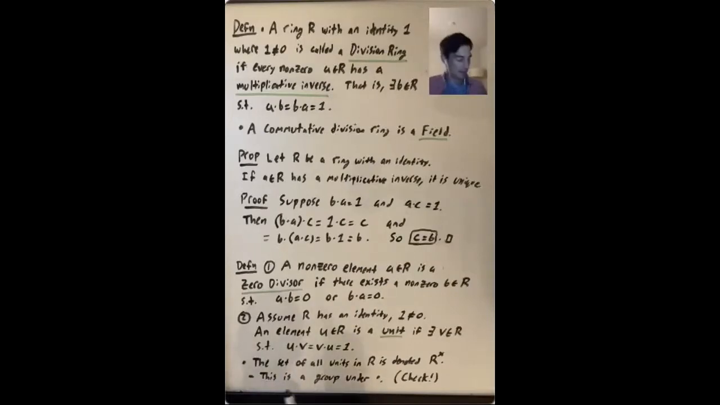OK. Let's assume that R is a ring with an identity, 1 not equal to 0. An element U in R is a unit if there exists an element V in R such that U times V equals V times U equals 1. So what is a unit? A unit is an element that has a multiplicative inverse. So the set of all units inside a ring is going to be an important concept throughout this part of the course. That's denoted with R cross or R star. And this is a group under multiplication. If you multiply two units, you get a unit. Every unit has a multiplicative inverse.